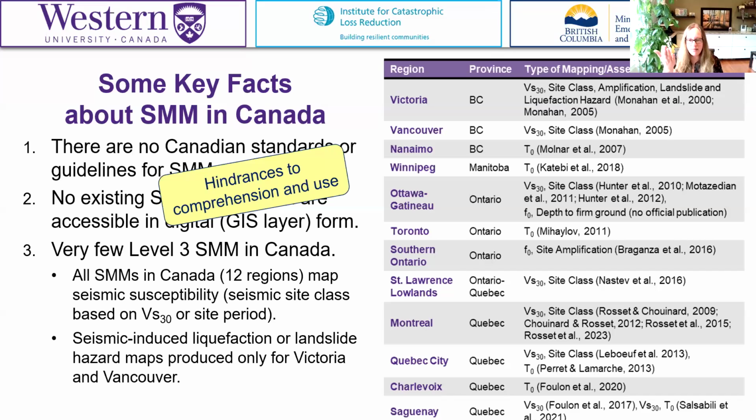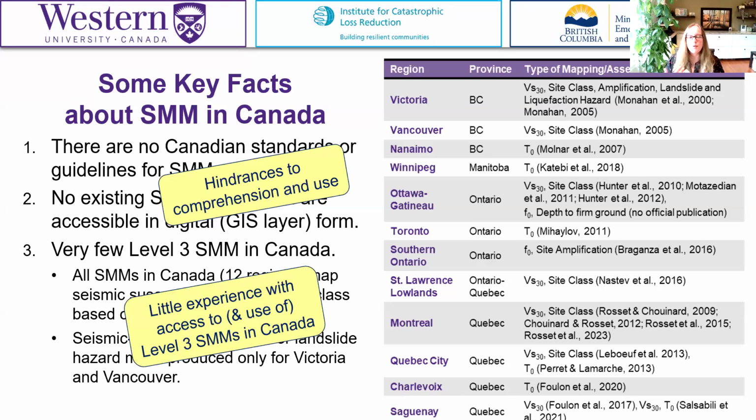Another way to say it, all these studies on the right have done a very good job of trying to document what's going on in the subsurface, but they haven't pushed it as far as predicting what those subsurface ground conditions are going to do to the seismic shaking, or whether landslides or liquefaction will be triggered. And so ultimately, we have little experience up to now in accessing or using level 3 seismic microzonation maps.